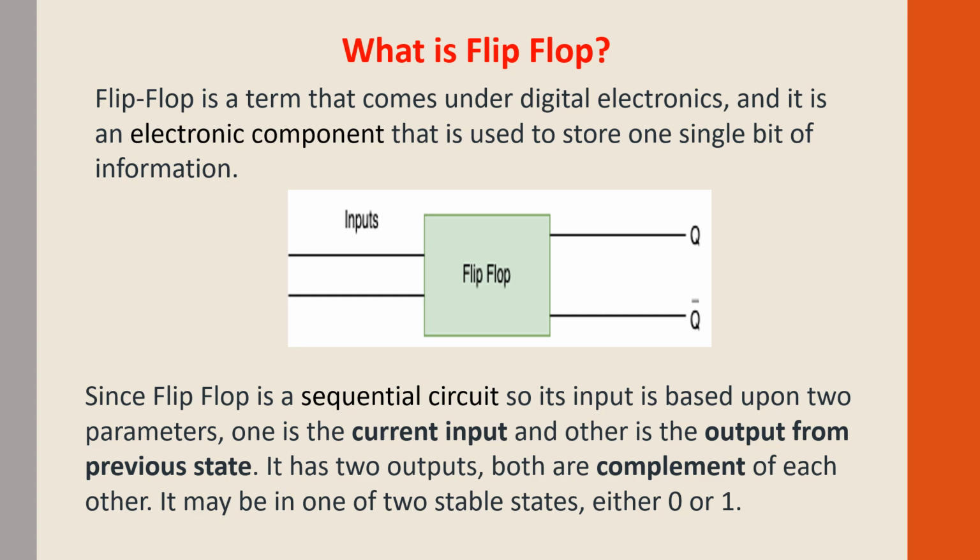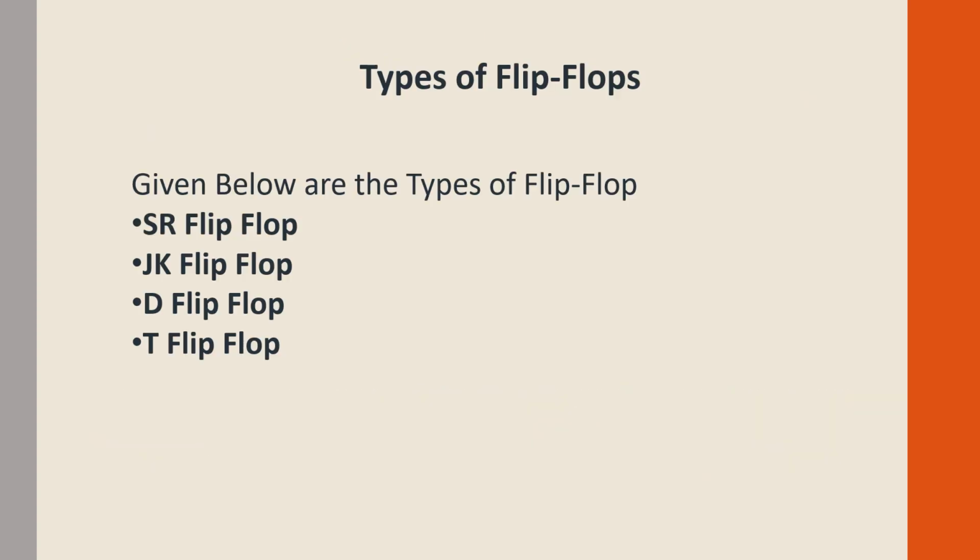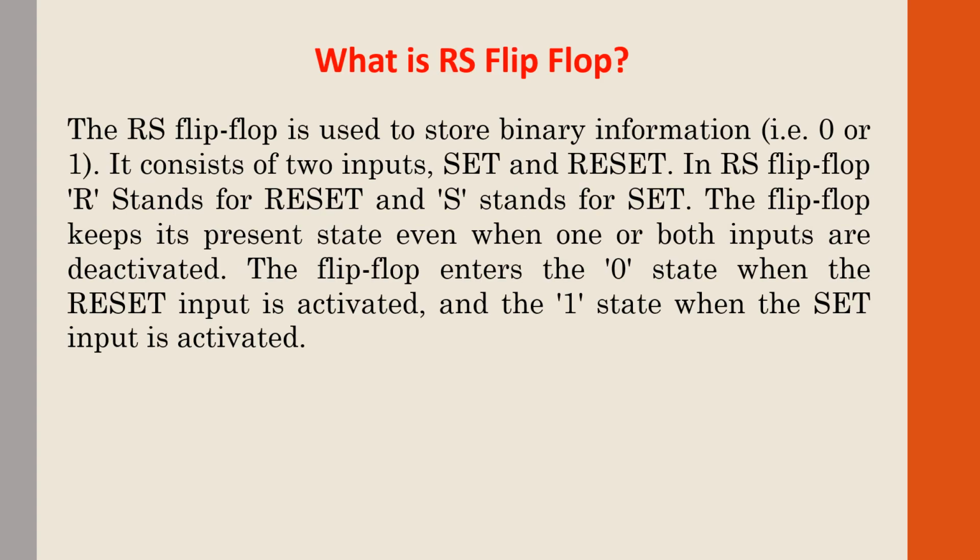Since a flip-flop is a sequential circuit, its output is based upon two parameters: one is the current input and the other is the output from the previous state. It has two outputs, both complements of each other. It may be in one of two stable states, either 0 or 1. There are many kinds of flip-flops: SR flip-flop, JK flip-flop, D flip-flop and T flip-flop.